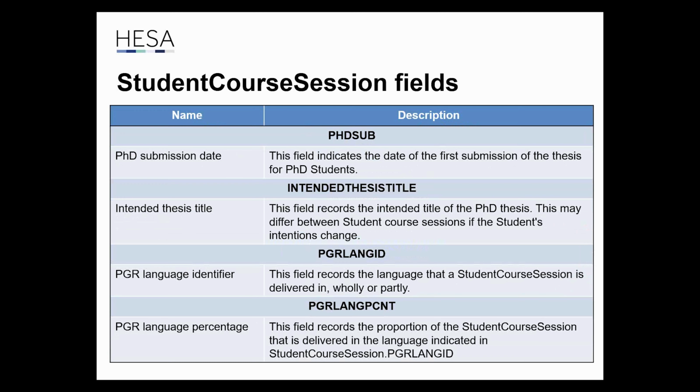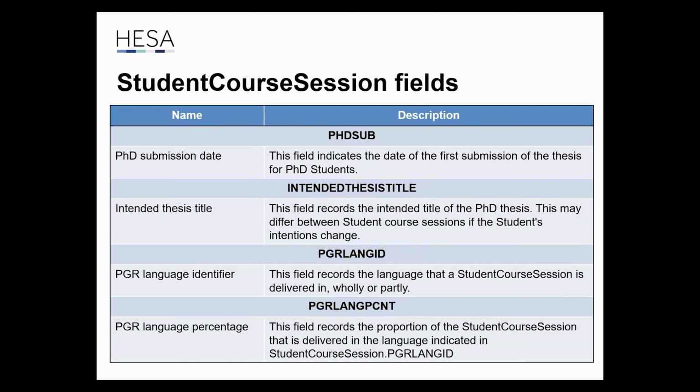We also have a new field in Data Futures that doesn't exist in our current student return, of the intended thesis title. This one can change between student course sessions if the student intentions change, because it is their intended thesis title at a point in time rather than their first intention. It's currently optional. We added this in, I believe, in discussions with research councils and UKRI about some of the data they may be able to collect from us directly. It's not currently all being directly collected from us, so it's currently an optional field in here. And that is returned, as I said, on the student course session level and may change over time.